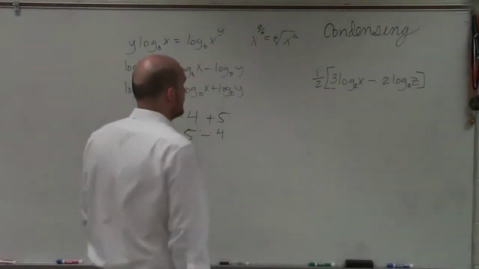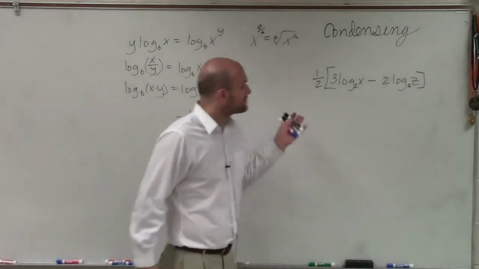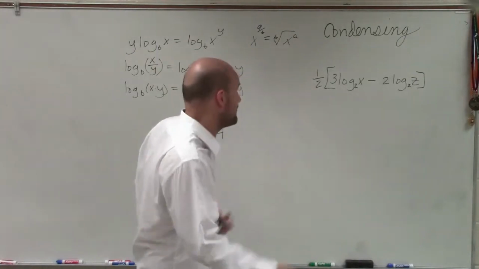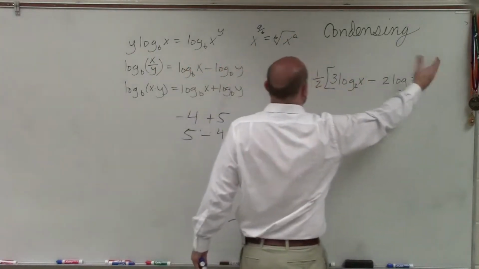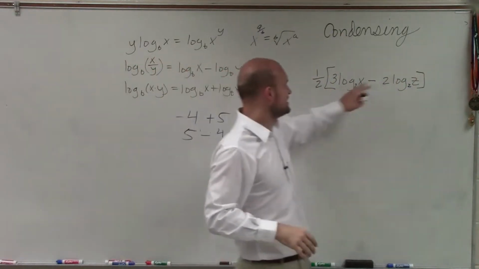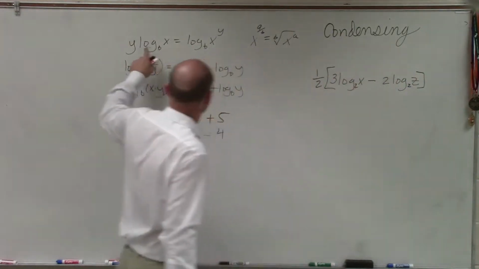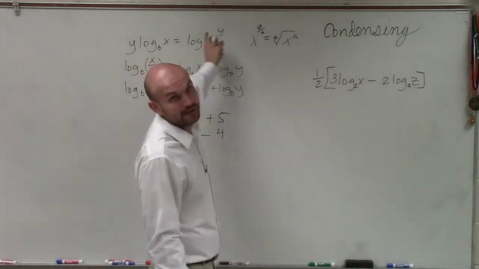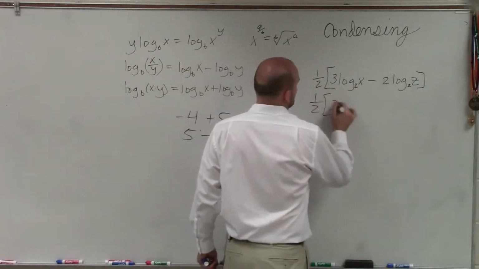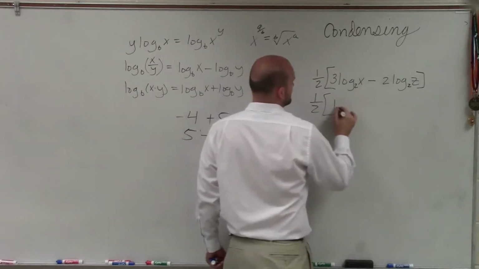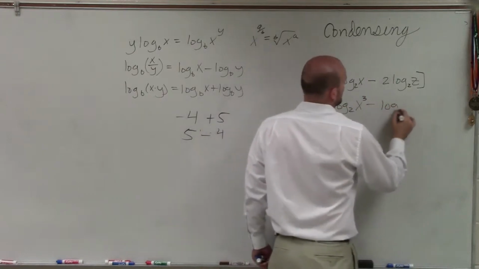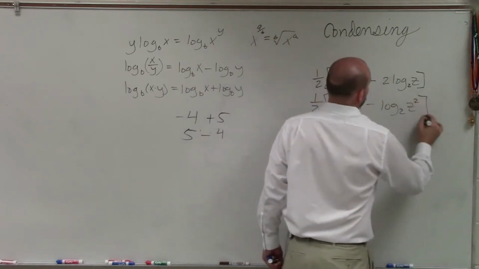Welcome. All right, so what I have here is 1/2 times 3 log base 2 of x minus 2 log base 2 of z. Now, before I can take this 1/2 and apply it up here, I need to simplify this down to one single logarithm. So you can see that I first have my power rule, that I can take my number in front and rewrite it as the exponent. So that's the first thing we're going to do. So I'll have this as 1/2 times, I need to rewrite the 3 up, so it's log base 2 of x cubed minus log base 2 of z squared. Okay?